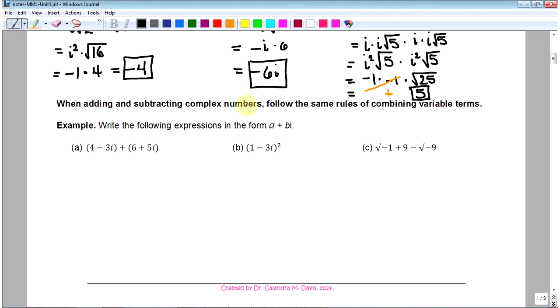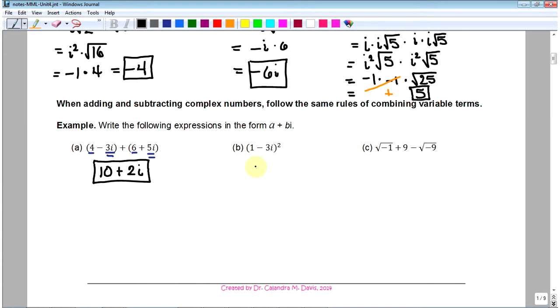When adding and subtracting complex numbers, follow the same rules of combining variable terms. So you're just going to combine your coefficients and your real numbers together. So write the following expressions in the form a plus bi. So in part A, we're looking for our like terms, which are 4 and 6, and -3i plus 5i. So 4 plus 6 is 10. -3i plus 5i is 2i, and that's in the form that was specified, and that would be our answer.